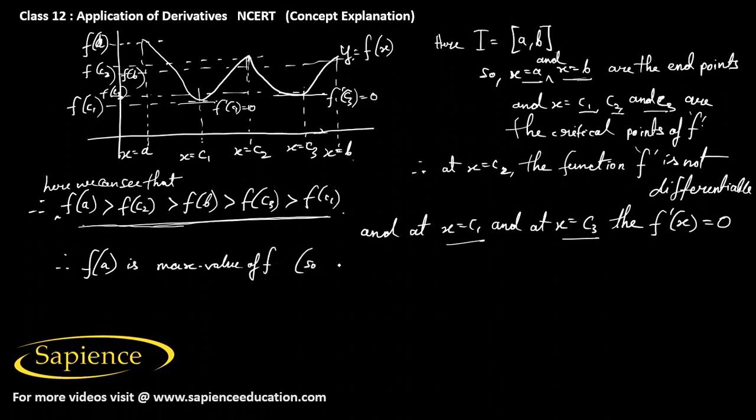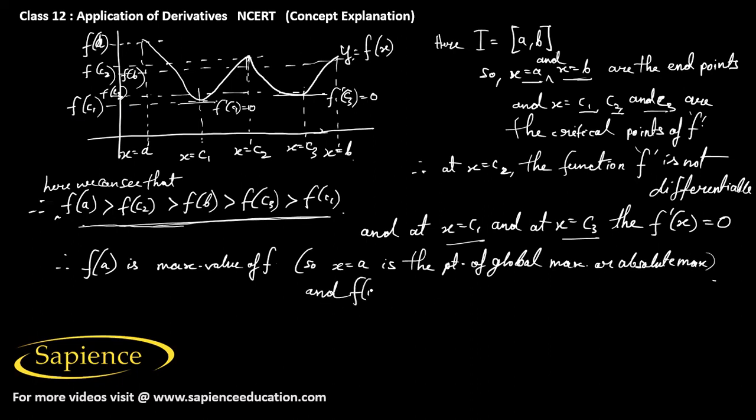So x equal to a is the point of global maximum or absolute maximum, and f of a is the absolute or global maximum value of the function f.